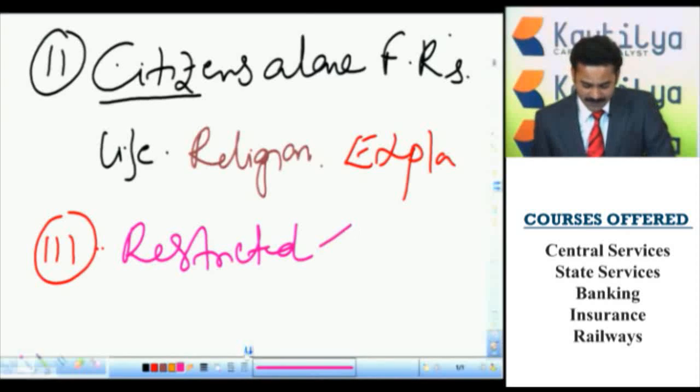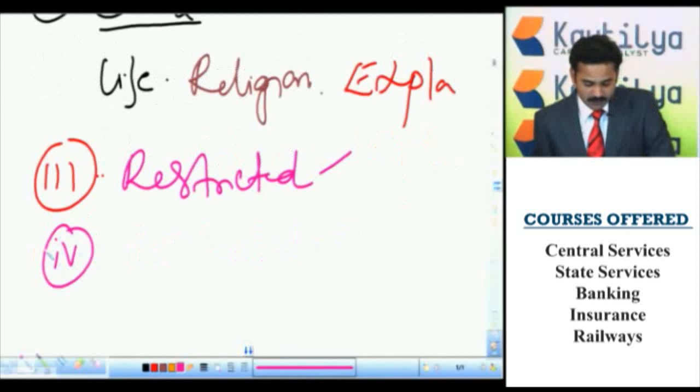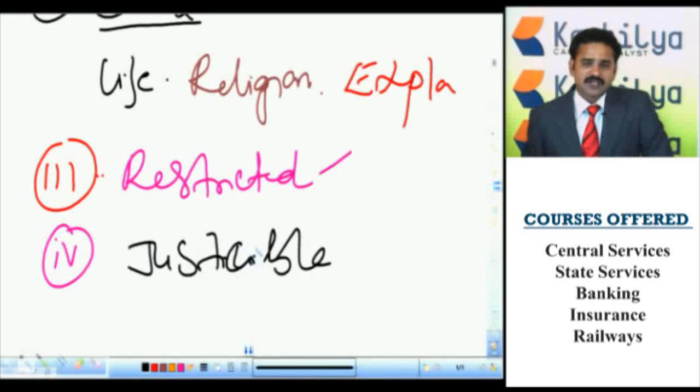And the fourth feature is justiciable. They are justiciable, which means during the violation of the fundamental rights, a person can move to the court for the enforcement of his rights. So these are a few features of the fundamental rights.